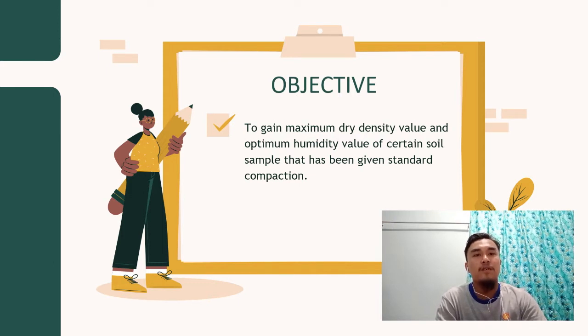Today I want to talk about the objective. The objective is to get the maximum dry density value and optimum moisture value of a certain soil sample that has been given a standard compaction.